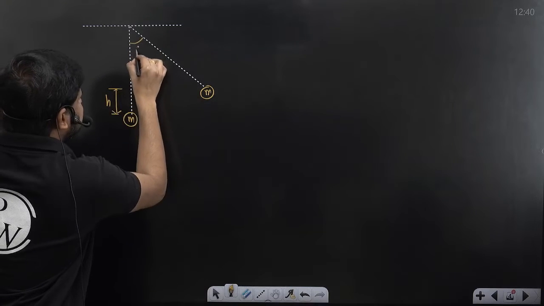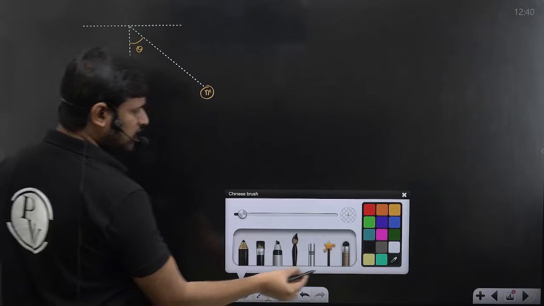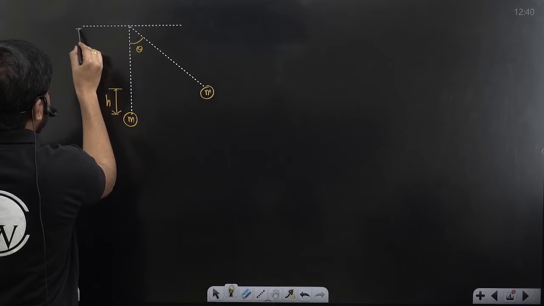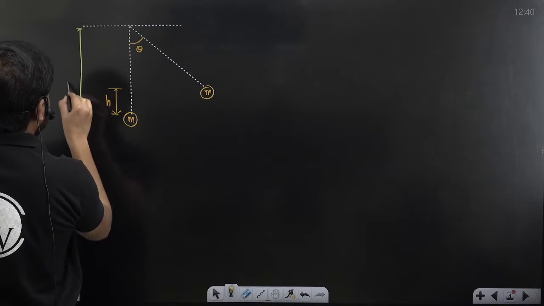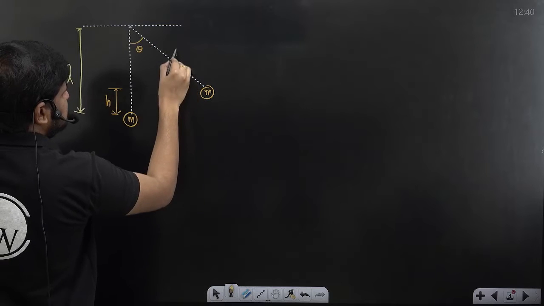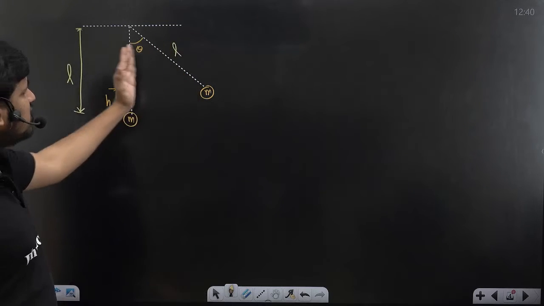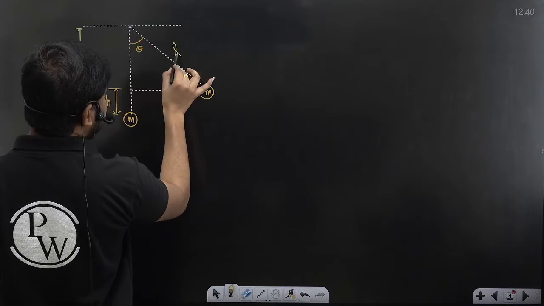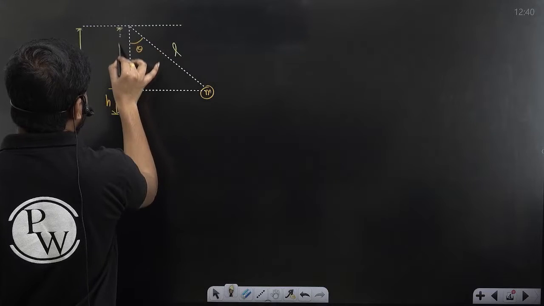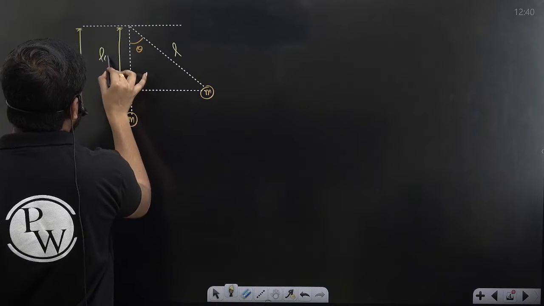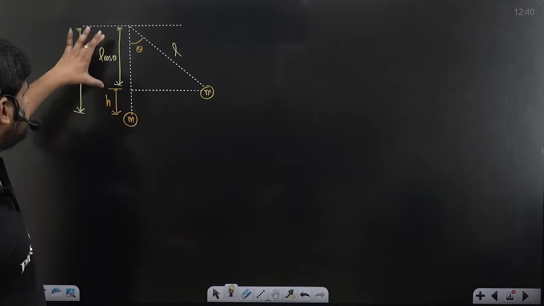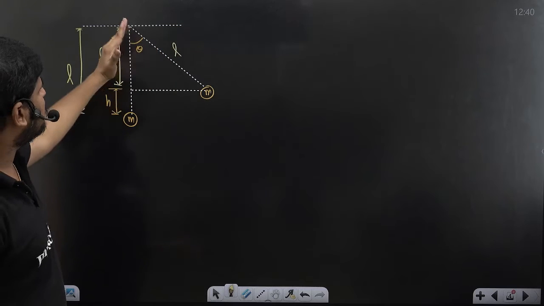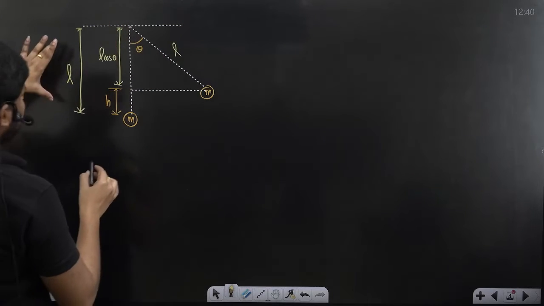So this angle is theta. If you consider this angle as theta, observe carefully guys. The total length from here to here is L, the string length, and here to here also the string length is L. So what is its component from here to here? In this triangle it is L, it is theta, so the component will be L cos theta. L cos theta I can say, yes or no? So now I need the H.